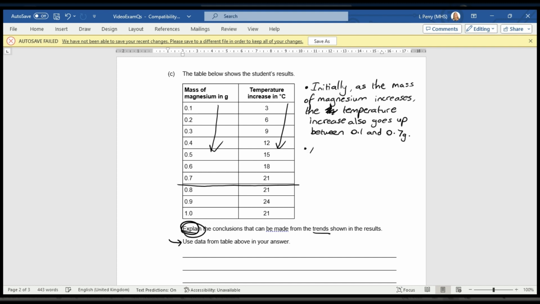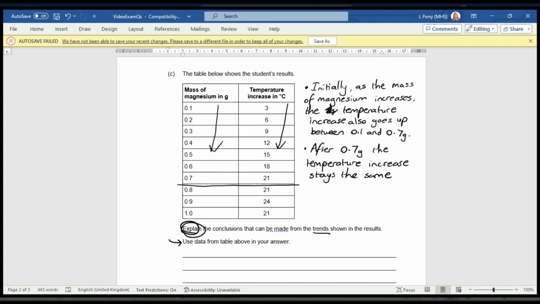So after 0.7 grams, the temperature increase stays the same. Again, I've used data from the table. I've said when it starts staying the same. But this is a 6-mark question. I need to put more. I've probably got about 1, 2, maybe 3 marks out of what I've written so far. But there's more I can say. It did say explain. But there's one other thing I'm ignoring at the moment.